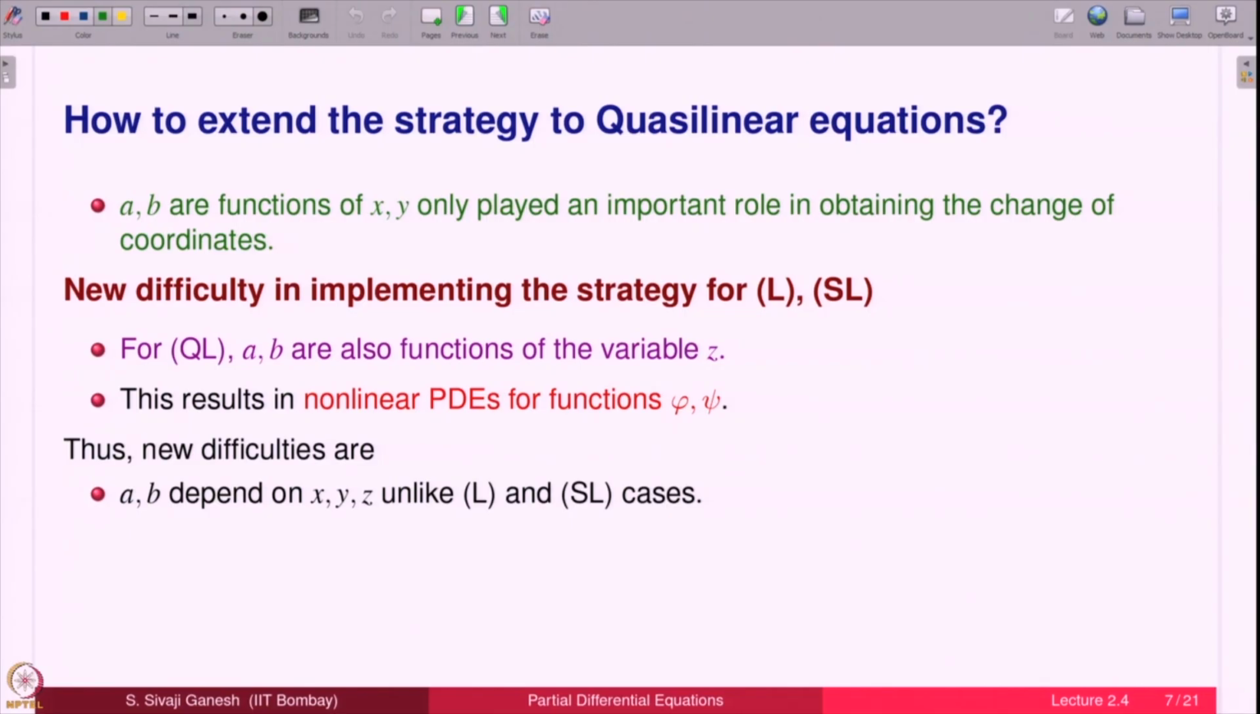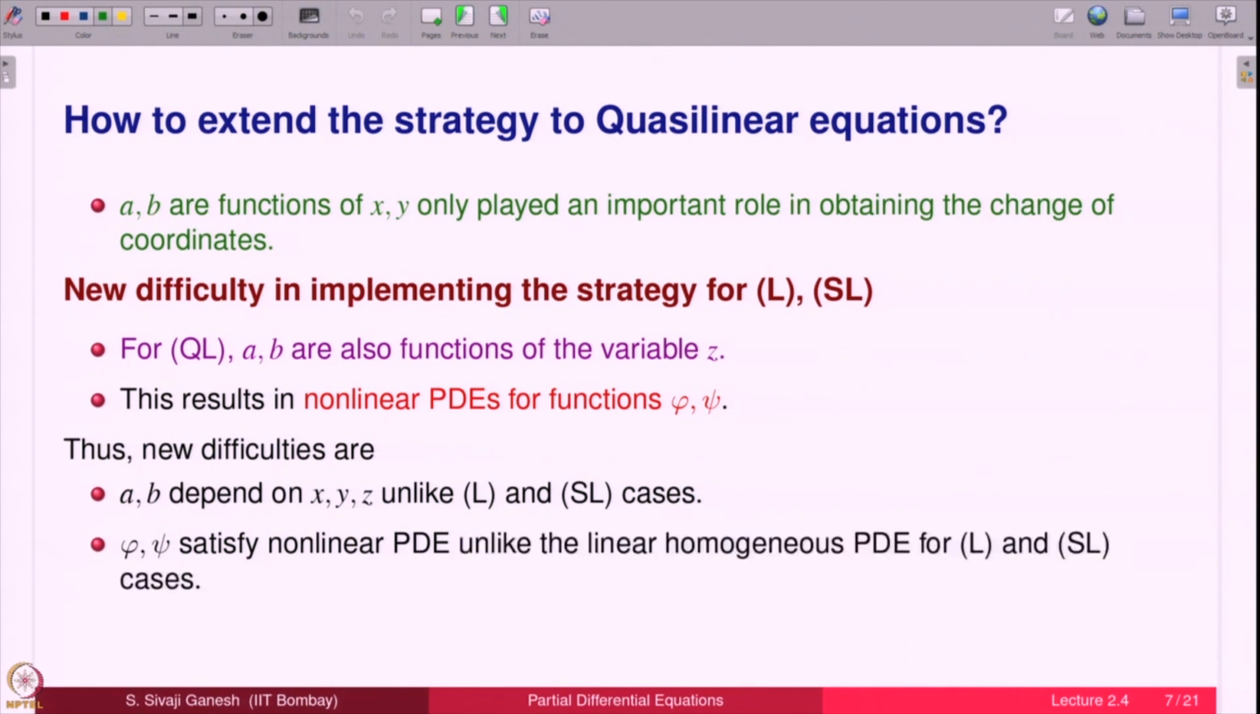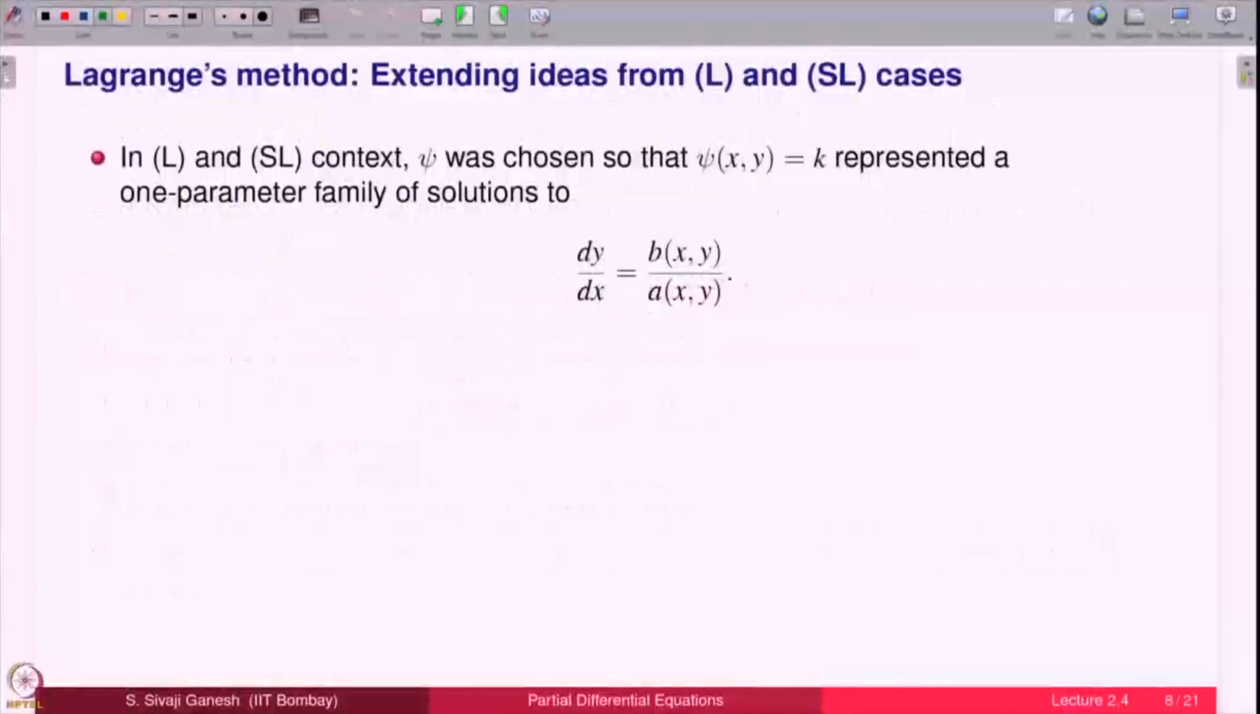A, B depend on x, y, z unlike L and SL. This we are mentioning for the completeness sake, in the sense that phi, psi satisfy nonlinear PDE, but it is useless because change of coordinates now have to be done in x, y, z coordinates, not in x, y. But the PDE is only in x, y variables. So, therefore, we do not expect change of coordinates can be done. Therefore, in what other way we can extend the strategy? Let us discuss that now.